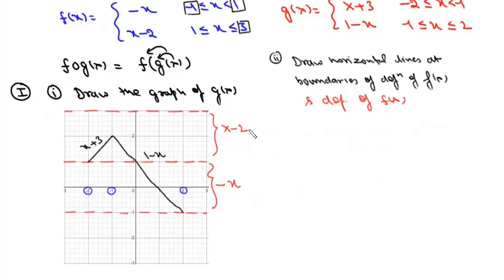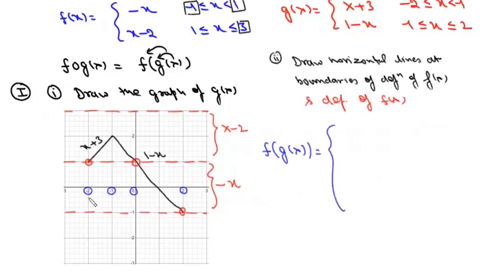Now, we'll mark all those points where these lines intersect the graph of g(x). They're intersecting at this point, and at this point, and at this point. So we have already marked this point. Now this is x equals 0, and this point is x equals 2. So now we'll start writing the definition of f of g(x).